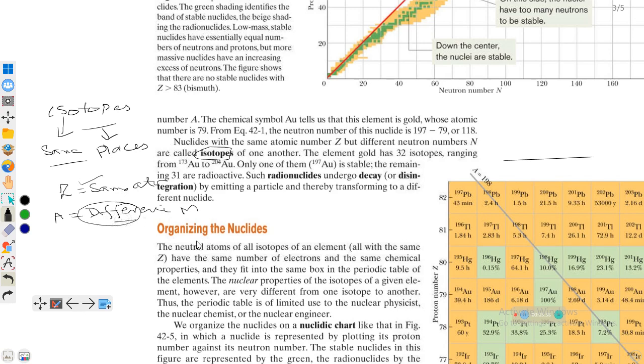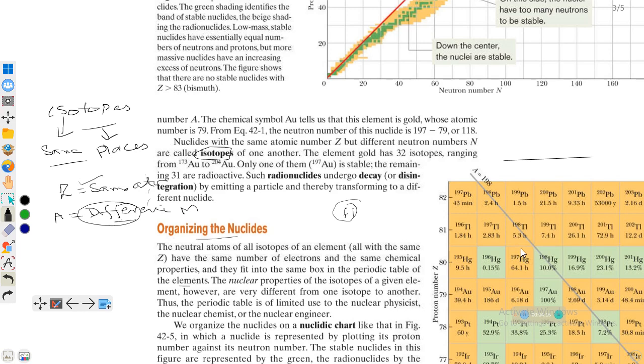Organizing the nuclides: the neutral atoms of all isotopes of an element have the same number of electrons and the same chemical properties, and they fit into the same box in the periodic table. It means they take one place. For example, hydrogen has three isotopes, so all of them are placed in the place of one atom.